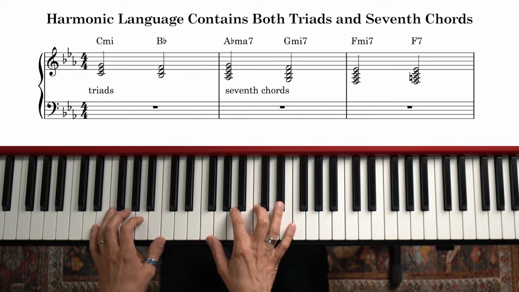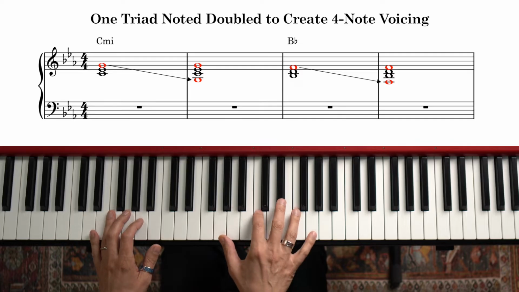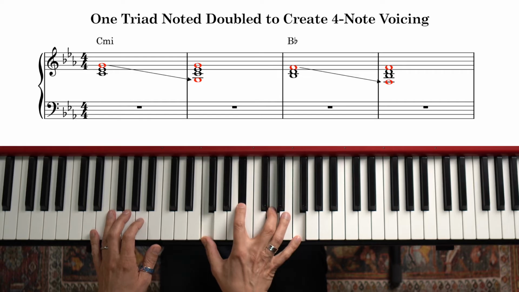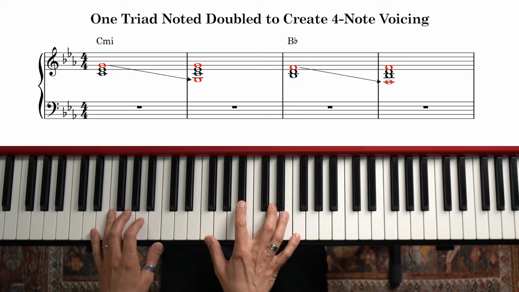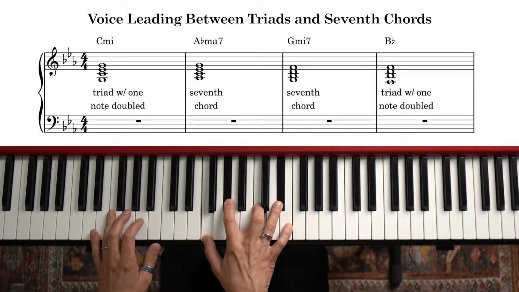Notice that there's both triads and 7th chords here. To keep the voice count consistent, they double one note of each triad. So every voicing has 4 notes. This helps with voice leading. In terms of harmonic function, all the chords are diatonic in the key of C minor, except the F7, which we could explain as a modal interchange chord from the C Dorian mode.